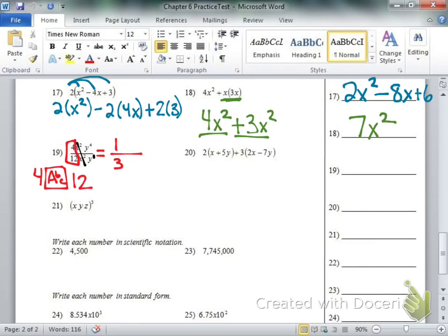Check out your y's. You have y to the 4th over y to the 1st, so you can go ahead and subtract those exponents. 4 minus 1 is 3, so you have y to the 3rd on the top. Now, you can leave that 1 up there if you want, but 1 times y to the 3rd is just y to the 3rd, so if you want to drop the 1, you can. So we have y to the 3rd over 3.